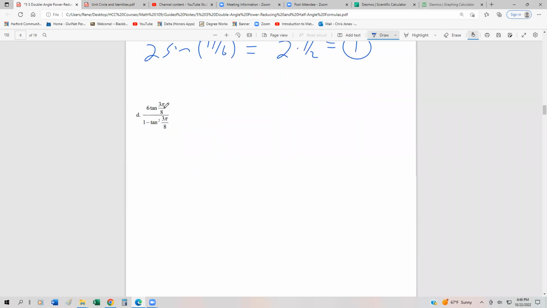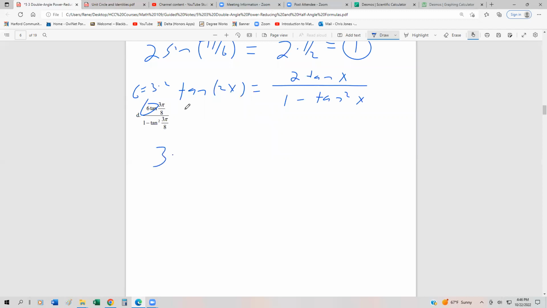Similarly, we can go through and try to reduce this, 6 tangent of 3 pi/8 over 1 minus tan squared of 3 pi/8. So remember that tan of 2x is equal to 2 tan x over 1 minus tan squared x. So that's our formula. But we don't have 2, we have 6. So let's factor this, and we know that 6 is equal to 3 times 2, so let's factor off a 3. So it's going to be 3 times 2 tangent of 3 pi/8 divided by 1 minus tan squared of 3 pi/8.